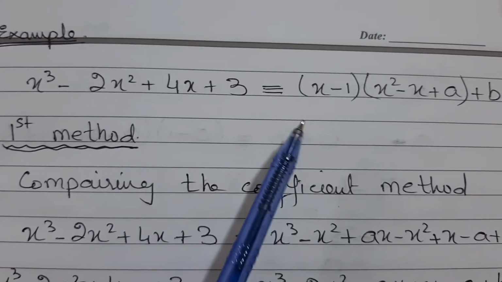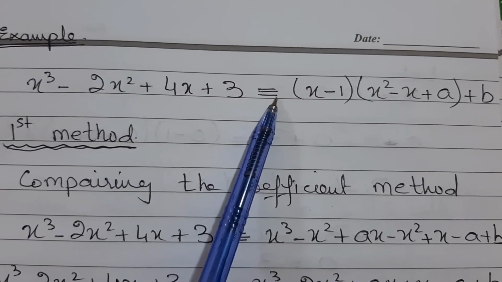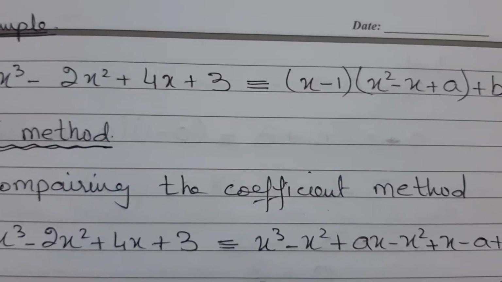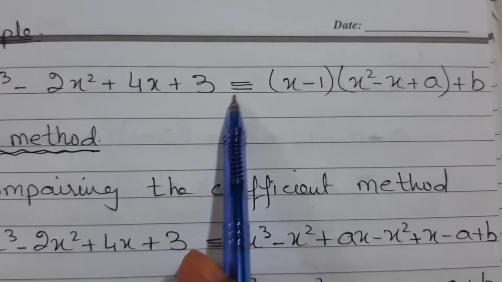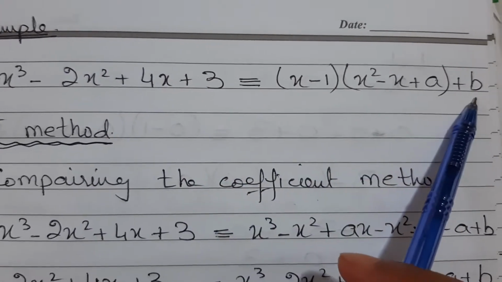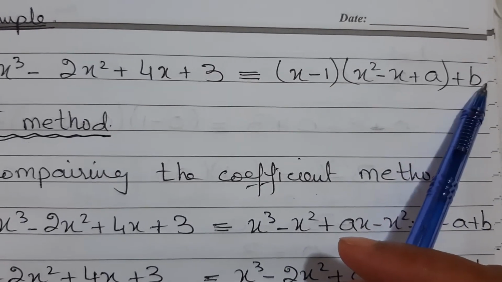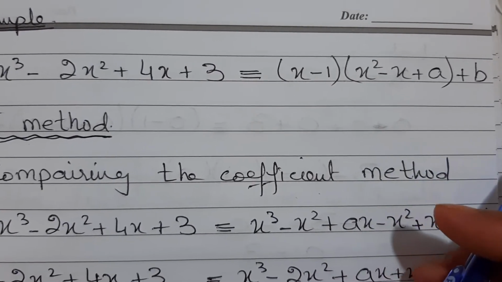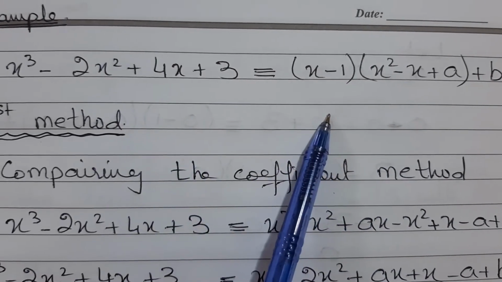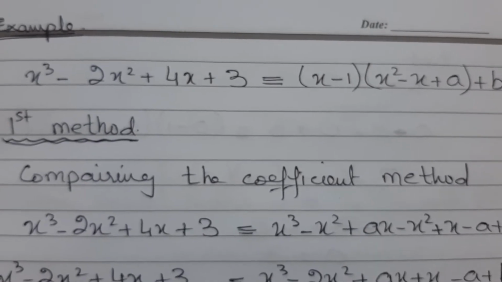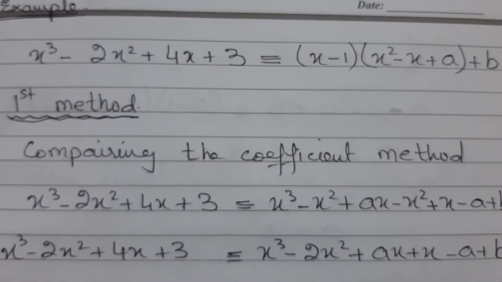Now let me tell you one thing here. In identity you can put any value of x because it is true for all values of x. So at times the equals sign will be written here, but after this it will be written here for all values of x. So when an equation says for all values of x, it means basically that equation is your identity, right? Okay, so now let's see first method.